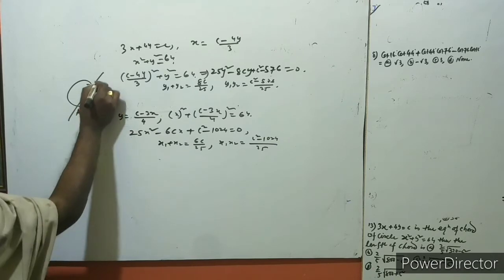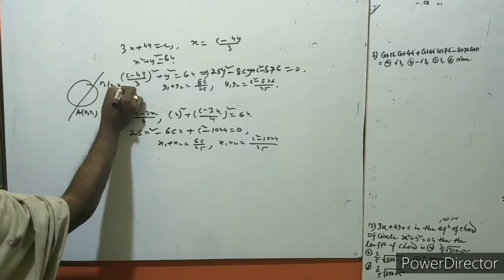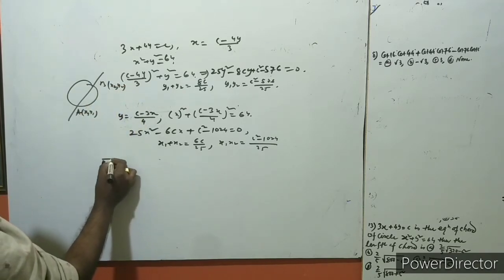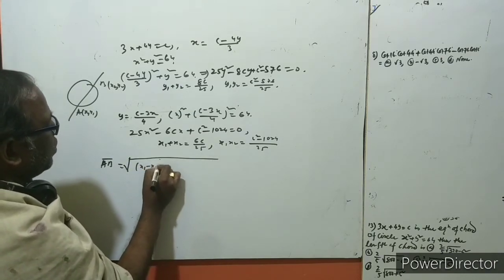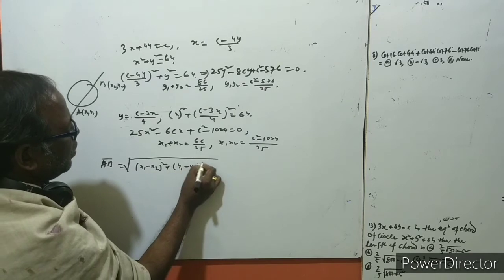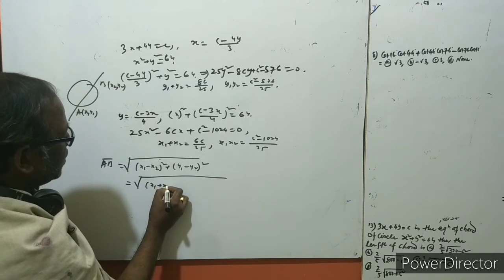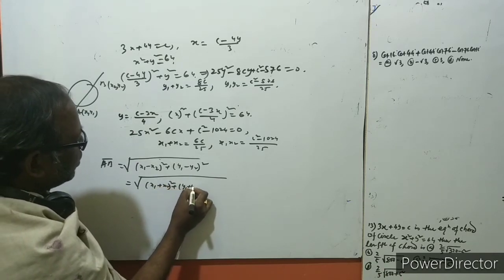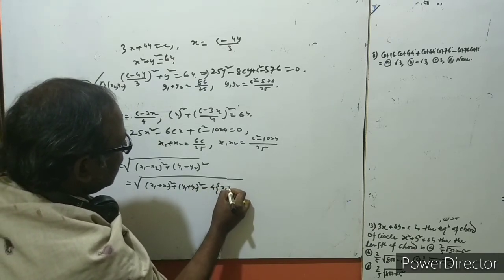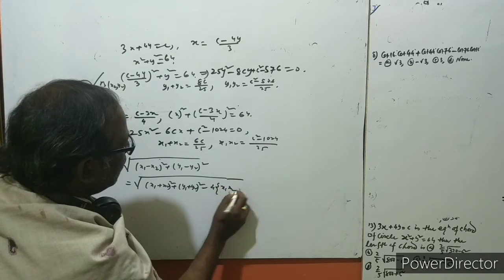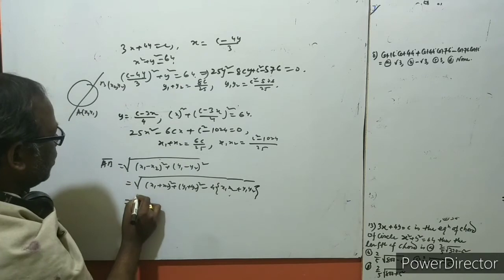Now this is a circle, so this is a chord, this is AB, and the coordinates of that are x1 comma y1, and of that are x2 comma y2. So the AB length is equal to root over of x1 minus x2 whole square plus y1 minus y2 whole square, and this also can be written as x1 plus x2 whole square minus 4 x1 x2, and the same for y1 plus y2 whole square minus 4 y1 y2, and substitute these values.